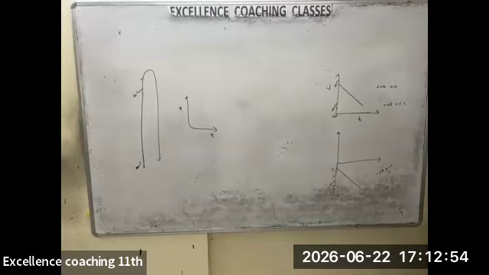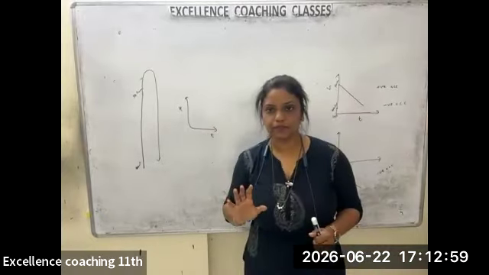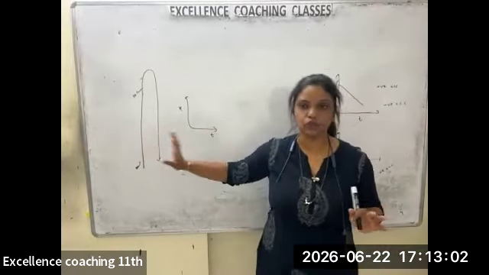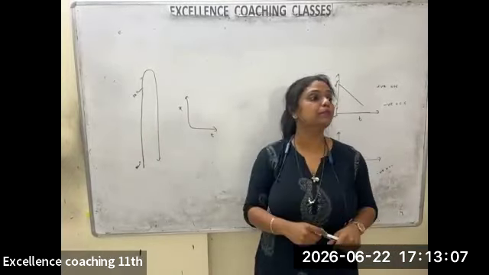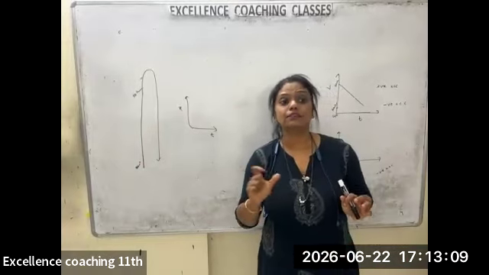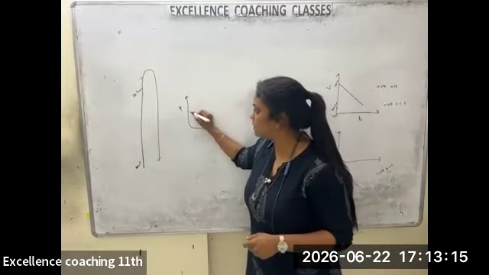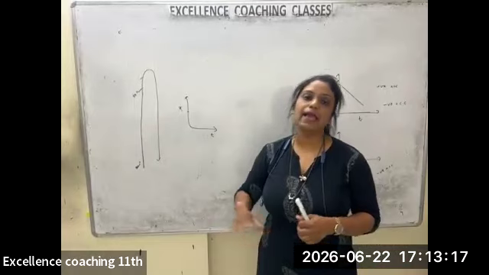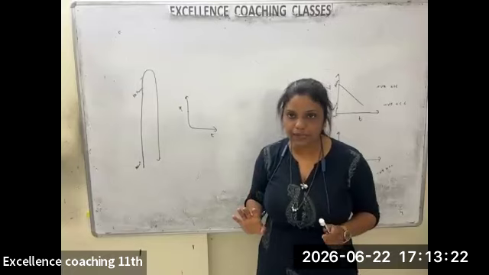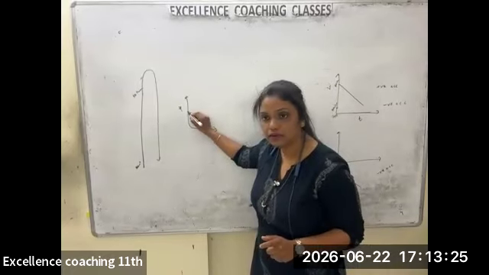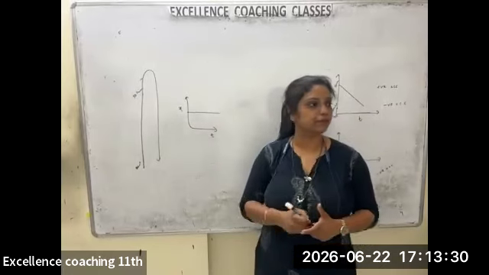Rest means what? See, what will happen to time? Time will keep on going: 0, 1, 2, 3. So this side it should keep on going. What should happen to displacement? Rest means is it displacing? No. Suppose that person is over here. As time goes on, where should that person be? At the same place. So how will the line be?